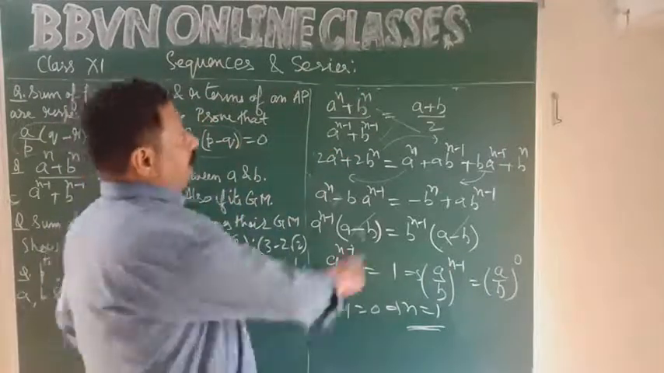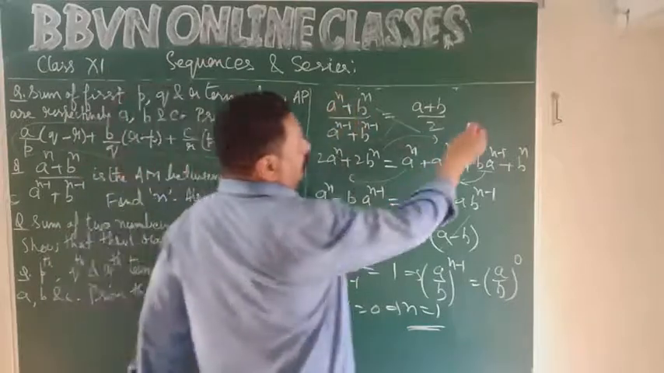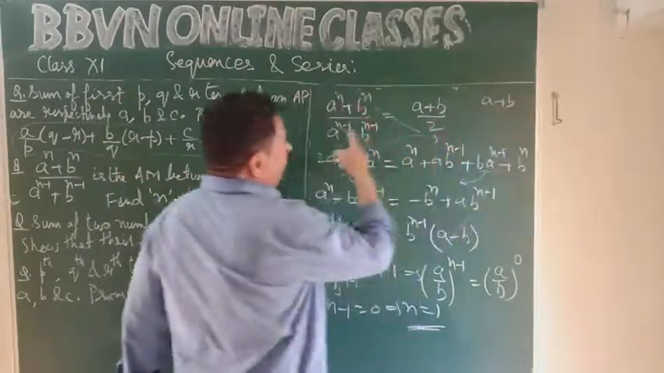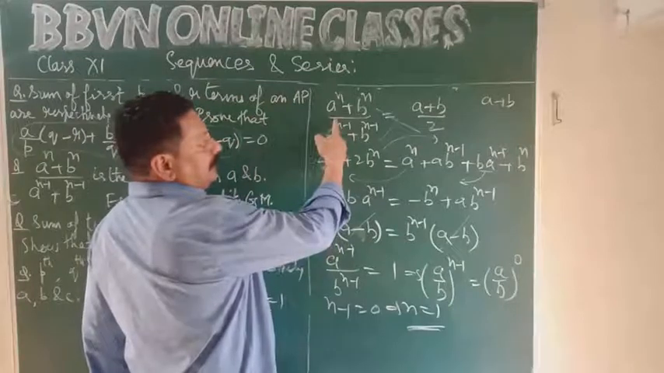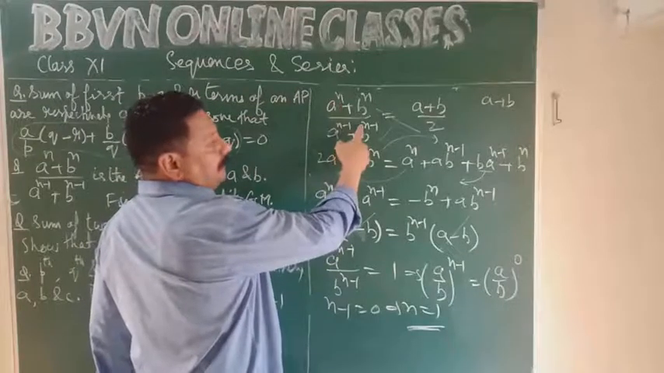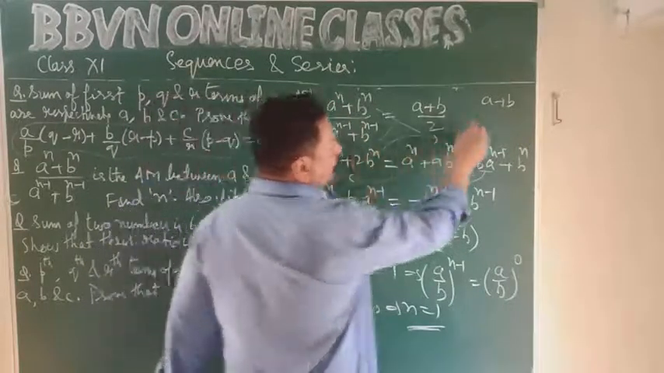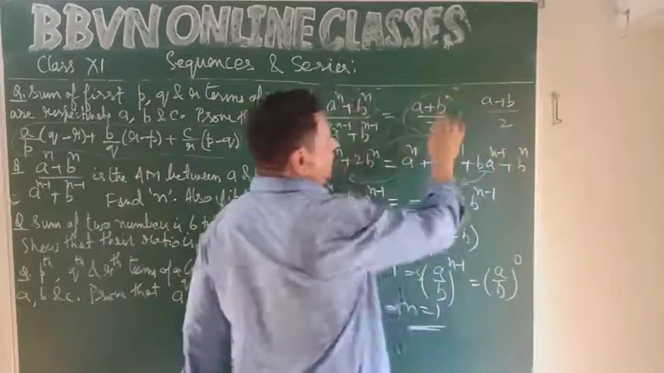Verify it. n is 1. a power 1 plus b power 1 becomes what? a plus b. n is 1. 1 minus 1 is 0. a power 0 is 1. Then b power 0 is 1. 1 plus 1 is 2. This is the arithmetic mean. Verify.